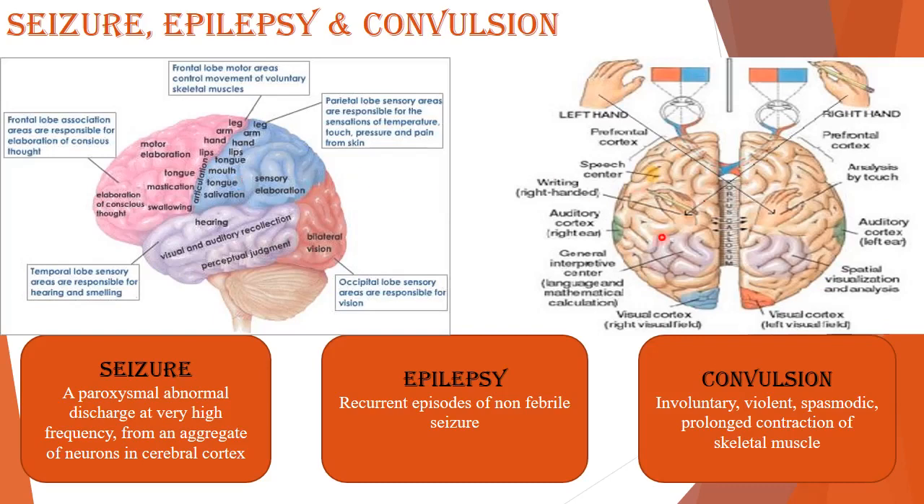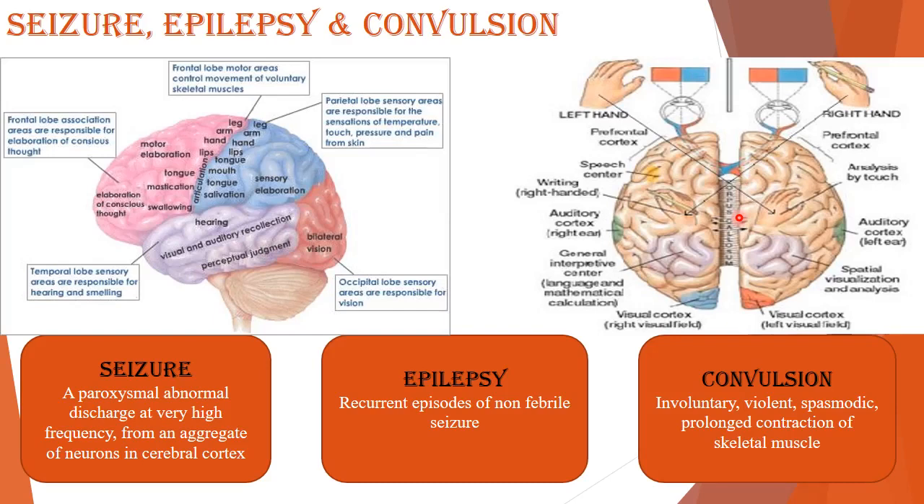Both are the same, but we have these two different diagrams. Here I am showing the overall cerebral cortex. Here we have the lobes: frontal lobe, parietal, occipital, temporal, etc. Right? And here we can find certain points. Here you see motor points. Here it is written leg, arm, hand, lips, right? Tongue, and swallowing.